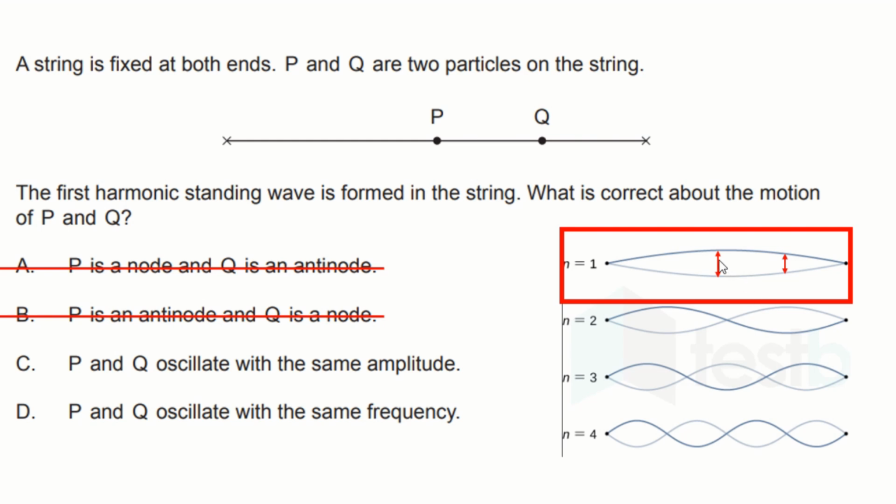Point P is going to oscillate with a large amplitude, and point Q is going to oscillate with a low amplitude. As such, our answer C is out, and we're left with answer D, which is obviously the correct answer here. P and Q oscillate with the same frequency. You could think to yourself, what would happen if they didn't oscillate at the same frequency? The wave would become discontinuous, and you would have a broken system, and therefore the standing wave would not form. All points in our standing wave are going to oscillate with the same frequency.